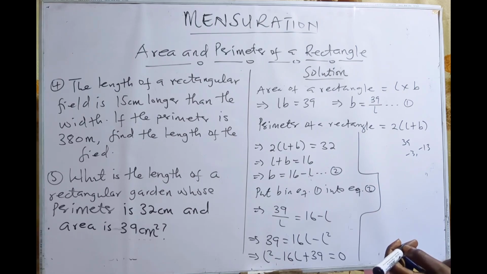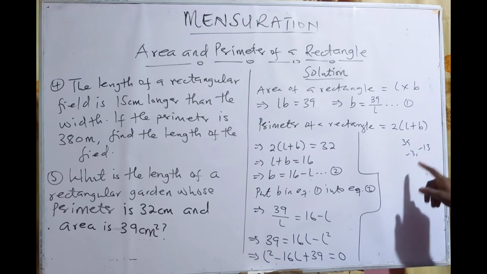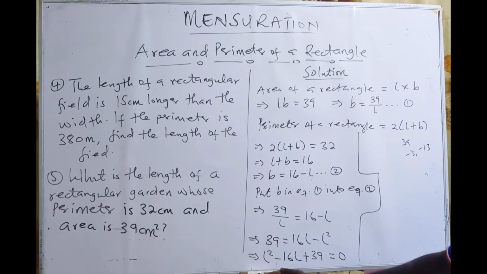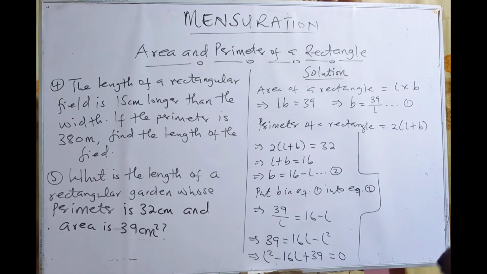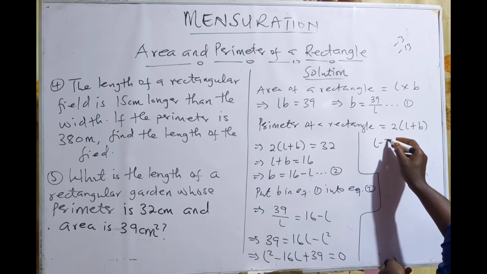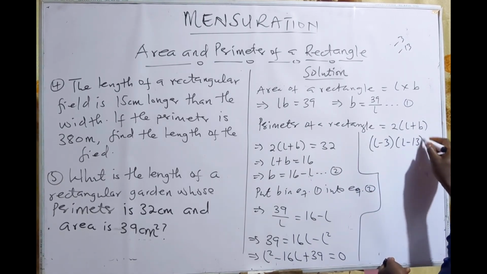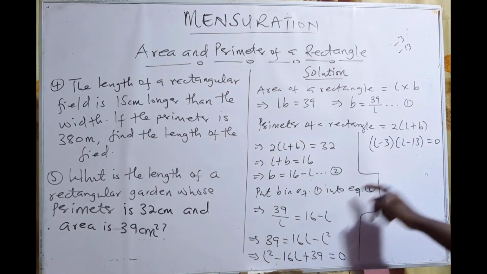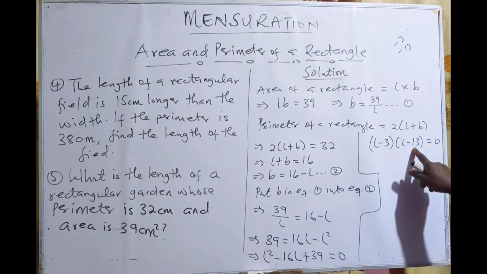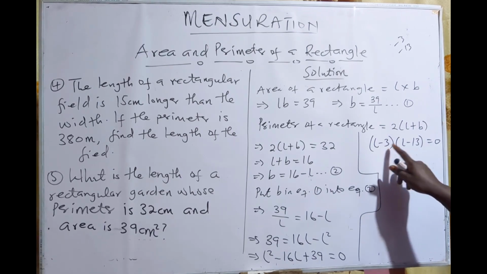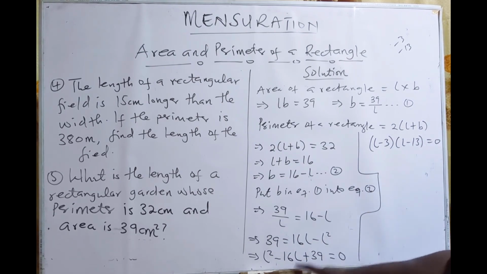Because negative 3 times negative 13 will give me 39, and at the same time negative 3 plus negative 13 will give me negative 16. So if I want to factorize this, it becomes L minus 3 and L minus 13 equal to 0. When you expand this, you have to get back this. L times L gives L squared. L times minus 13 gives minus 13L. Minus 3 times L is minus 3L. So minus 13 minus 3 gives minus 16. Minus 3 times minus 13 gives positive 39.